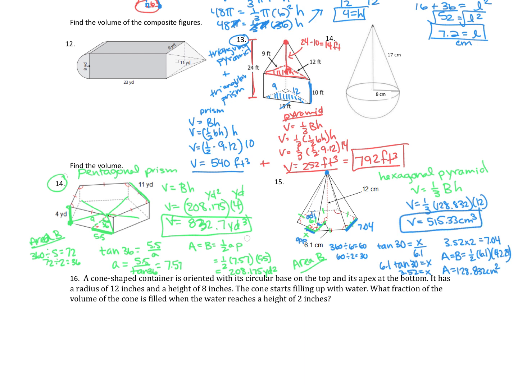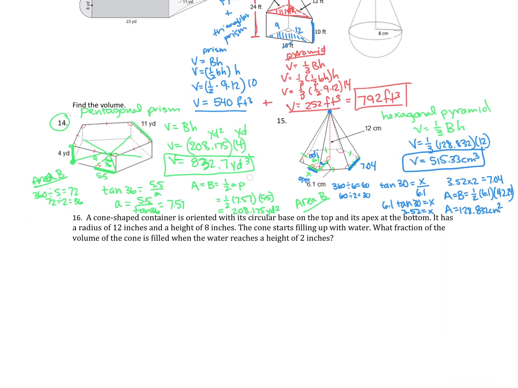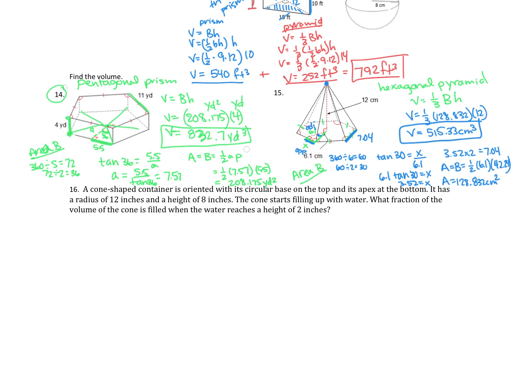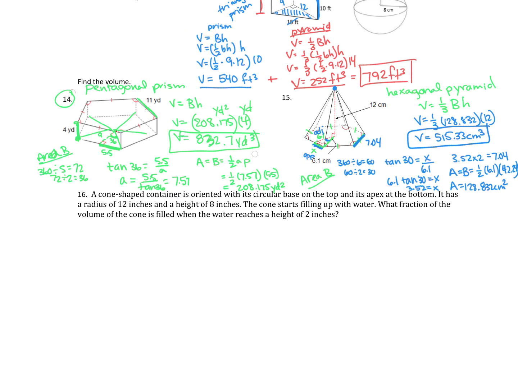So the last problem is also slightly different from the original video. In the last problem, we're talking about a cone-shaped container orientated with its circular base on top. So something like an upside down cone is what I'm looking at, okay? And it says its apex is at the bottom. That's this guy down here.